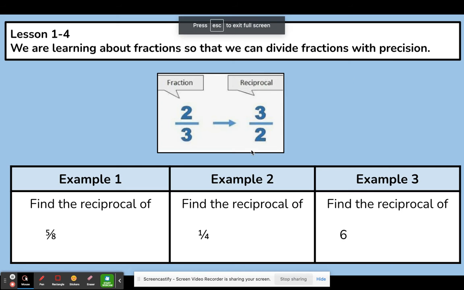Hello! Today we are going to talk about dividing fractions. So, the first thing we have to talk about is this vocabulary word called a reciprocal. Okay, so look at this image up here with me.